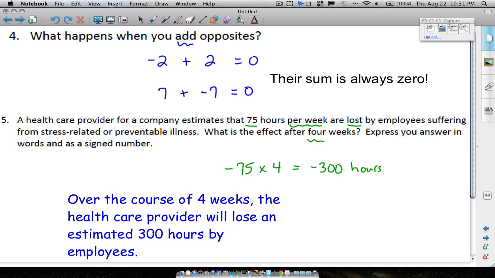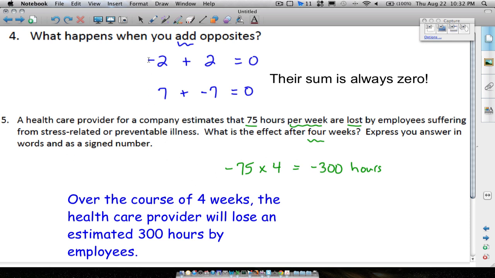And again, we got 300 by taking the 75 times 4, but in this case it was negative 75 times 4 since you're losing 75 hours. Now what does this problem mean? That's 75 hours of work. So make sure, again, express your answer in words and as a signed number.